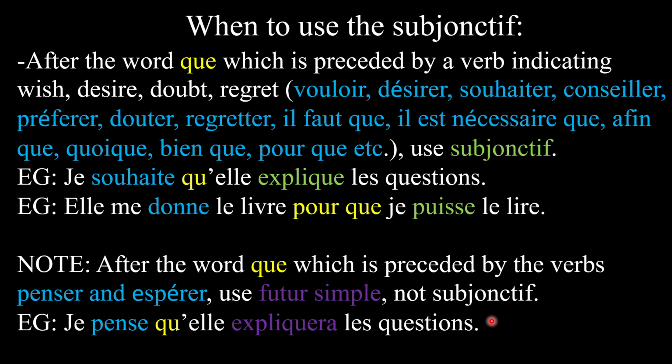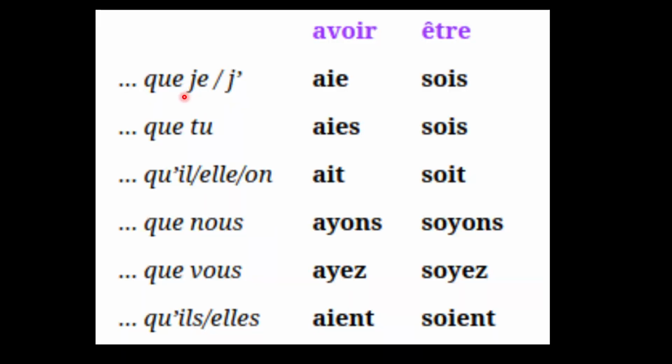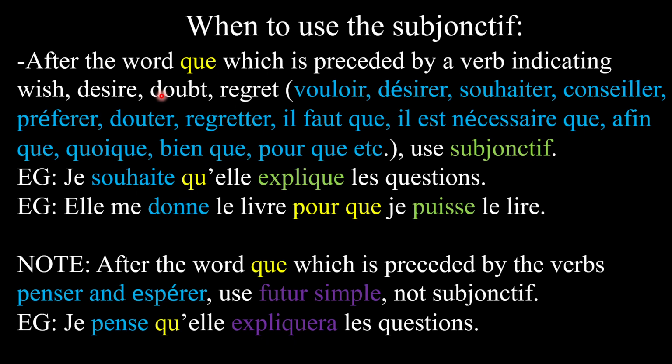Now, we come to the use of the subjunctive. It is used after the word que. As you've seen in the previous slides, we take the conjugation of the subjunctive using que, when it is preceded by a verb that indicates basically any kind of emotion, for example, wish, desire, doubt, regret. These are the list of verbs. There are many more, but these are the basic list.